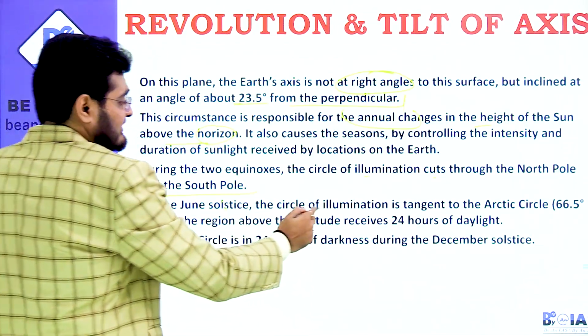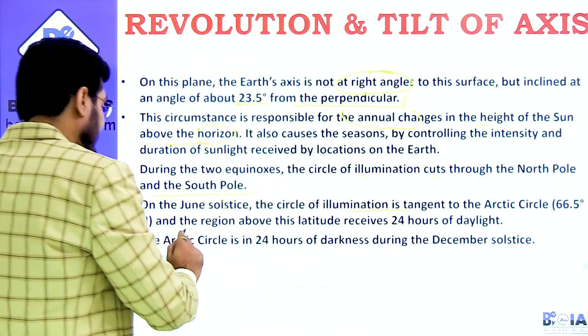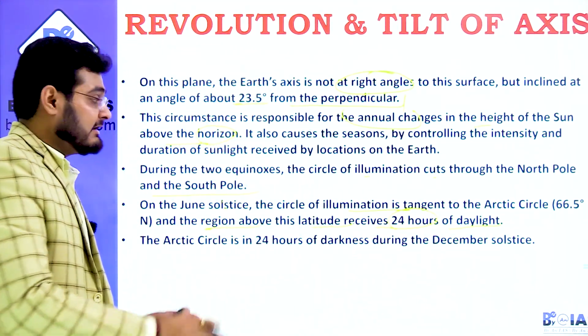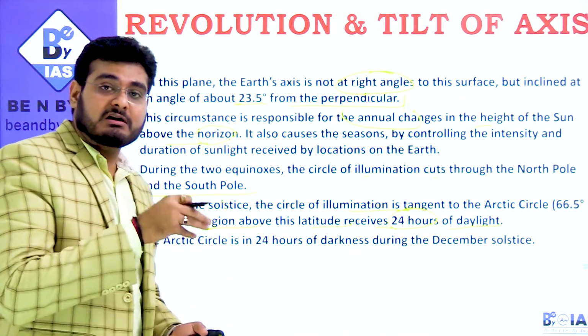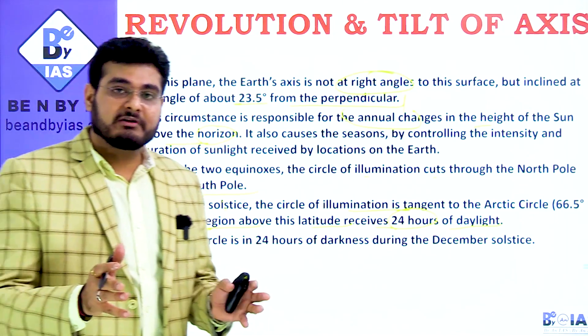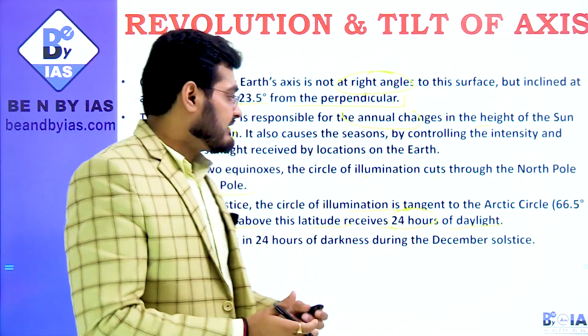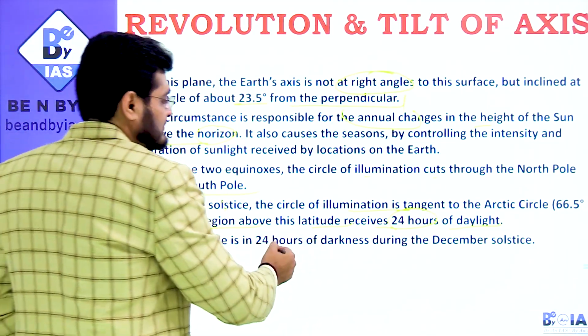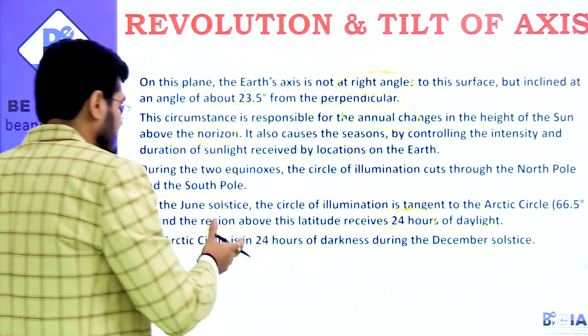On the June solstice, the circle of illumination is tangent to the Arctic Circle, and the region above the latitude receives 24 hours of daylight. ठीक है, तो जून solstice जिस दिन होता है उस दिन 24 hours of daylight होता है. बाकी in the June solstice as a total, when we say 6 months is maximum daylight and 6 months in south, it is total darkness. So this is how it is done, and the same opposite is in the December solstice for Arctic Circle.